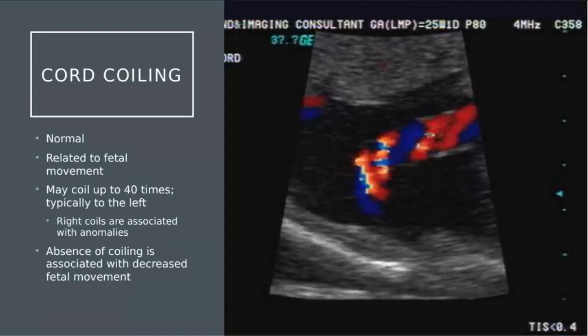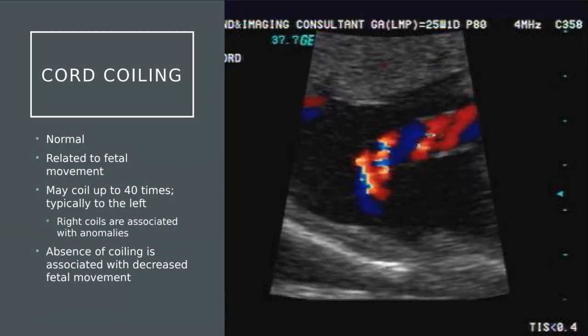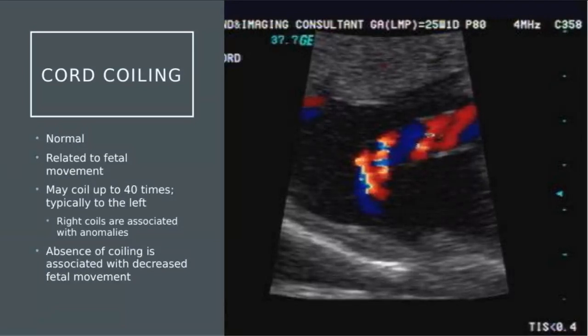It's typically going to be coiled to the left. If we see coils to the right, it's going to be associated with developmental anomalies. An absence of coiling is also going to be associated with abnormalities as well. So decreased fetal movement is going to be the main thing that is going to present with no coiling. So here you can see it looks like a DNA helix. When we have our color on, we see our 2 arteries and 1 vein.